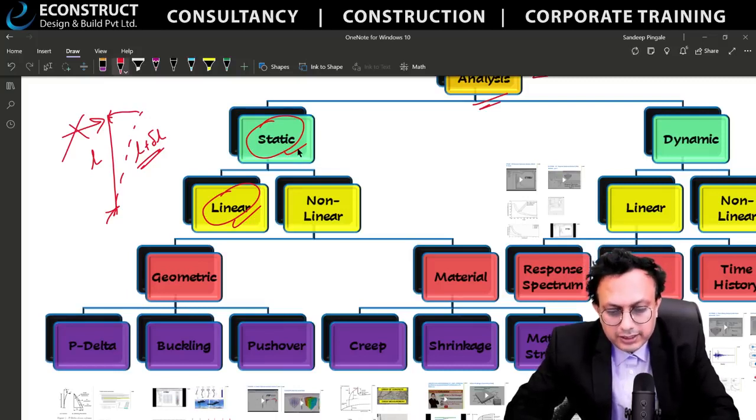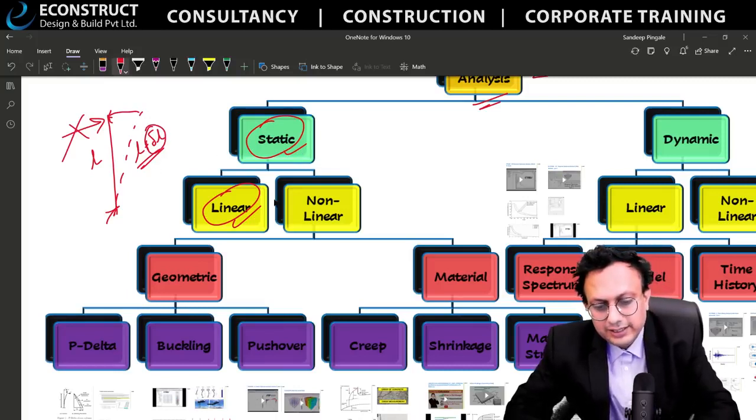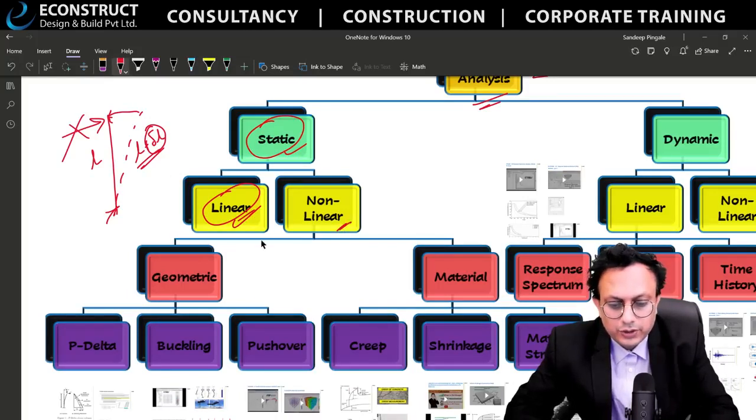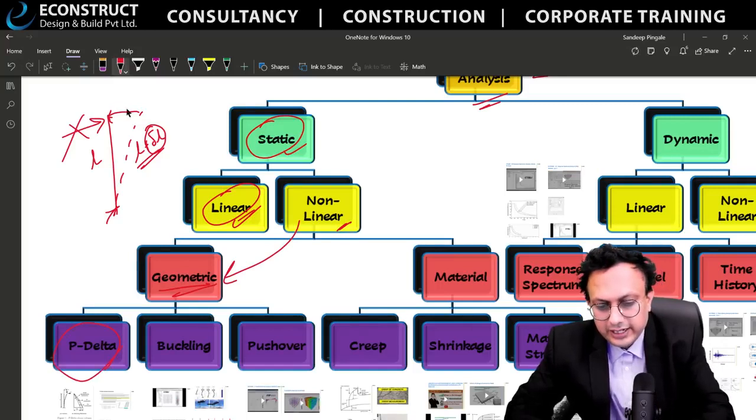Right. But the moment you are having delta L, it is no more a linear, it becomes a nonlinear, and it is having a geometric nonlinear behavior and having a delta effect. Why? Because this is delta. You can take this as a delta 1. Right? What is delta 1? Is the deflection between this and this.